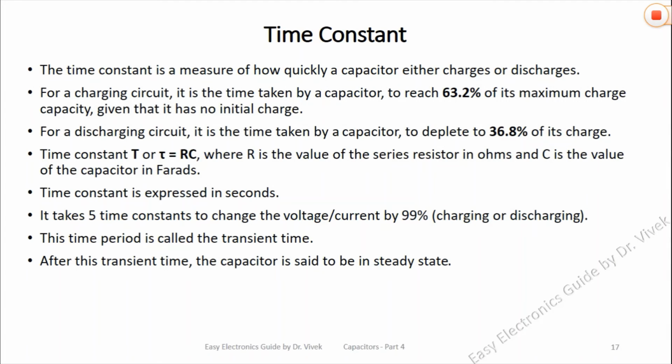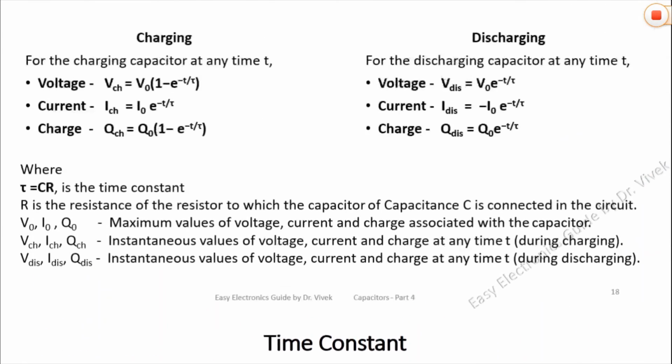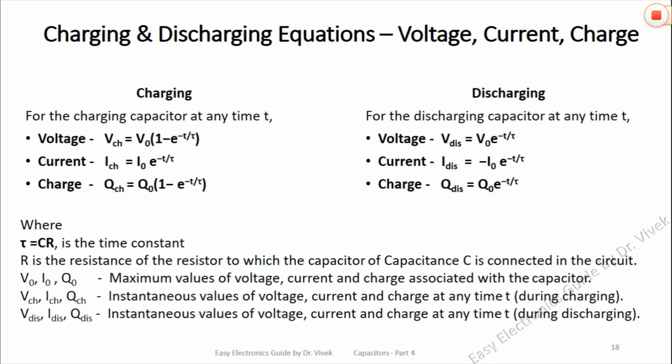The time constant is a measure of how quickly a capacitor either charges or discharges. For a charging circuit, it is the time taken by a capacitor to reach 63.2% of its maximum charge capacity. For a discharging circuit, it is the time taken by a capacitor to deplete to 36.8% of its charge. Time constant is expressed in seconds. The capacitor charging and discharging equations for voltage, current and charge are given here.